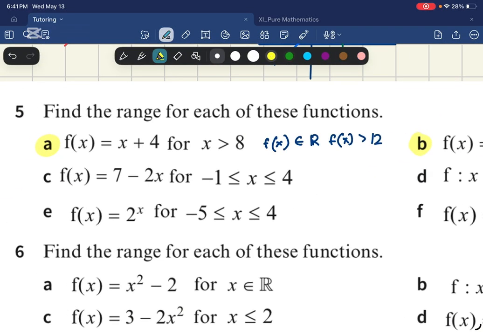For C, it's the same thing, but this time it's going to look a bit different. Why? Because the graph is decreasing, right? So the y-intercept is positive 7, and I have a negative slope. So the graph looks something like this.